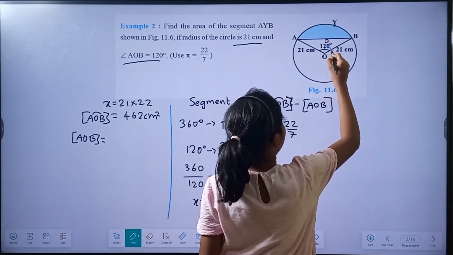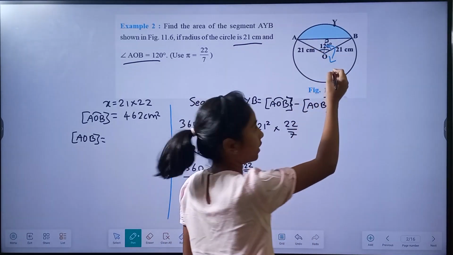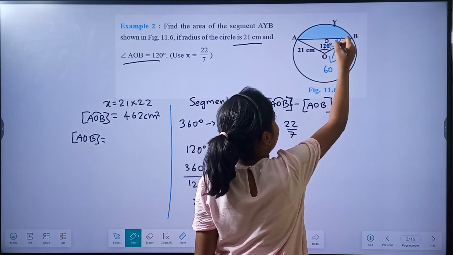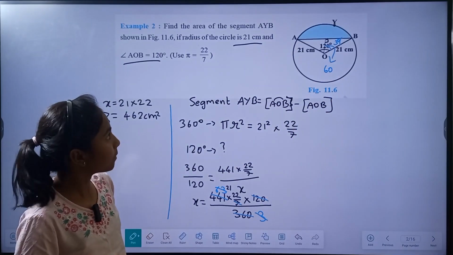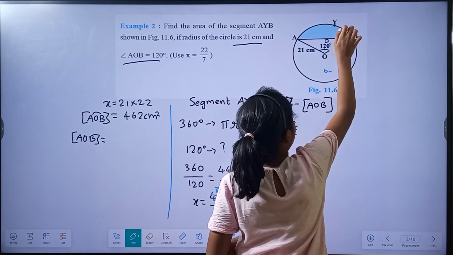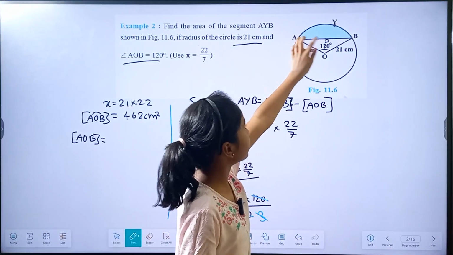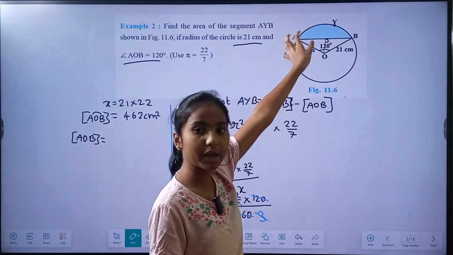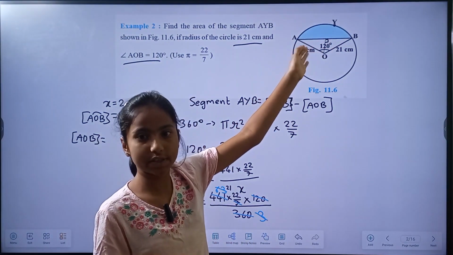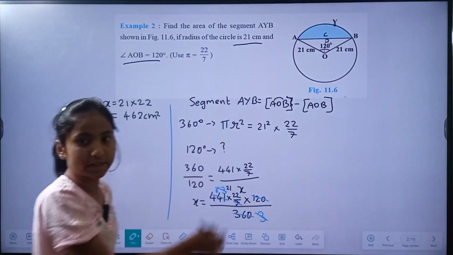So this angle will be equal to 120 by 2, 60 degrees. 60 and 90, so this one will be 30. If this is 90, it will bisect the side AB, because AB is the chord of the circle, and we know that the radius perpendicular to a chord bisects it. So let this point be C. We have AC equal to BC.